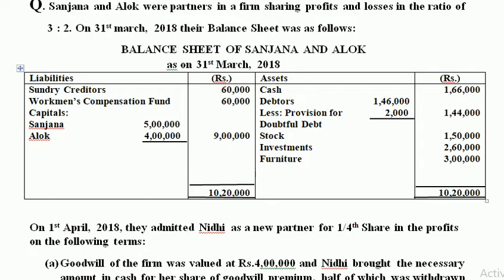So here is a full question. The question says, Sanjana and Alok were partners in a firm sharing profit and losses in the ratio 3:2. On 31st March 2018, their balance sheet was as follows. So this is the balance sheet of Sanjana and Alok on 31st March 2018. Further, the following additional information is provided. On 1st April 2018, they admitted Nidhi as a new partner for 1/4 share in the profits on the following terms.